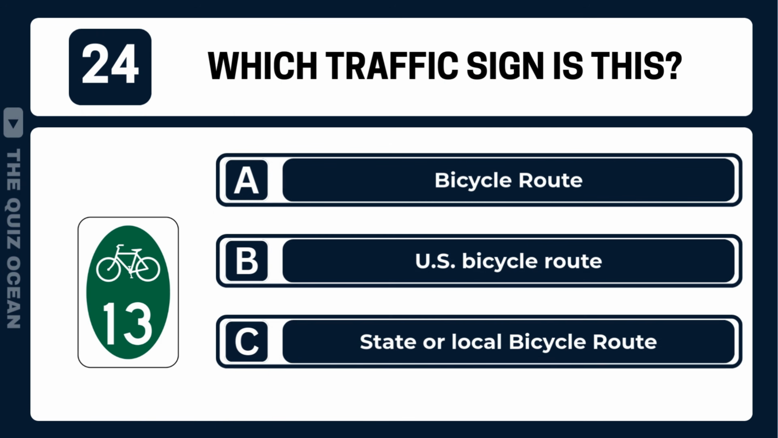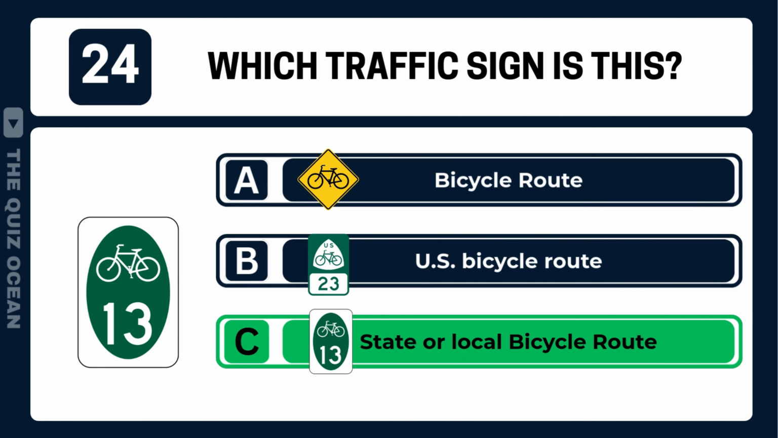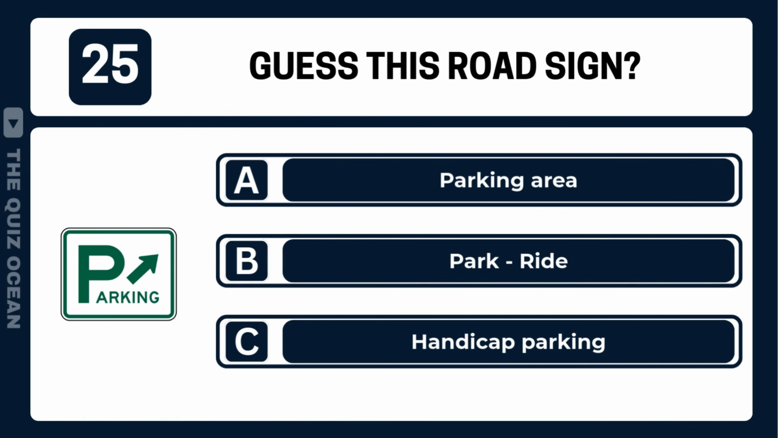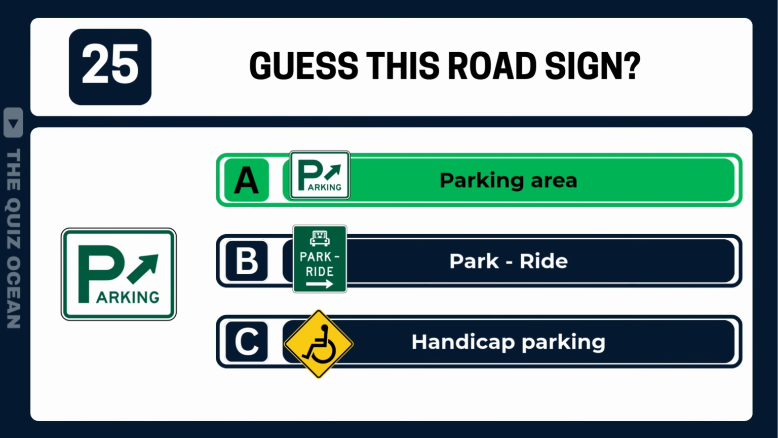Question 24. Which traffic sign is this? The answer is C. State or local bicycle route. Question 25. Guess this road sign. The answer is A. Parking area.